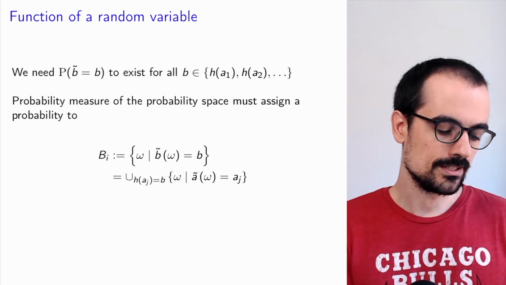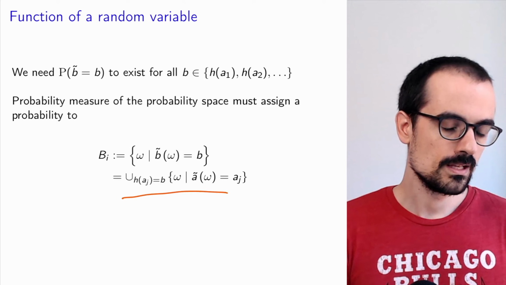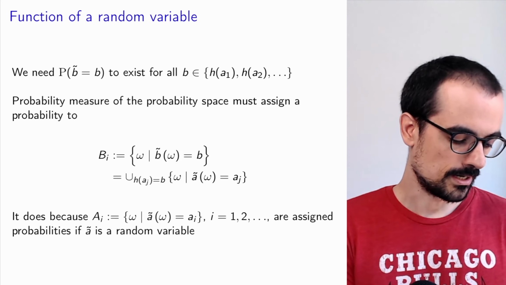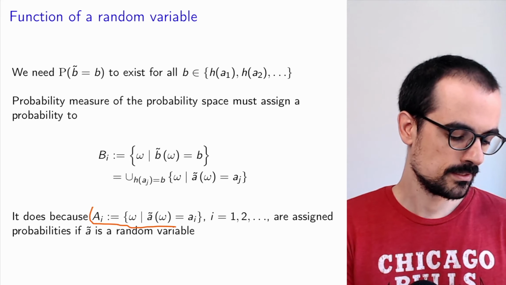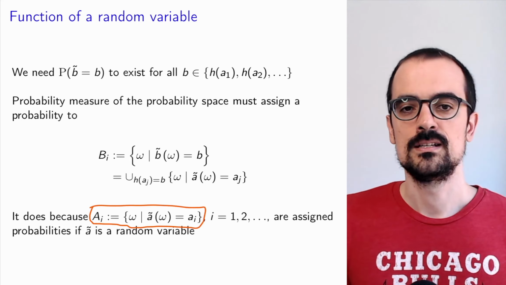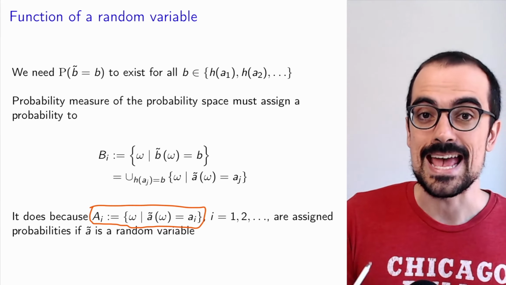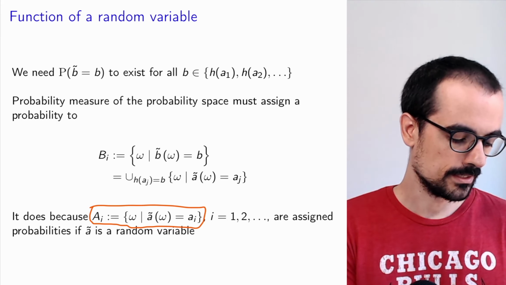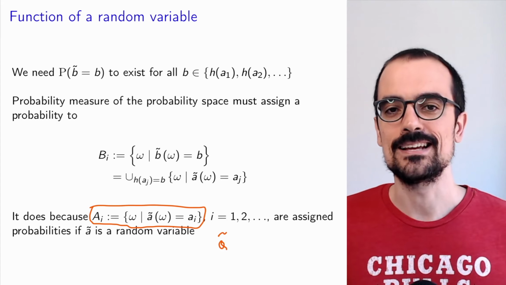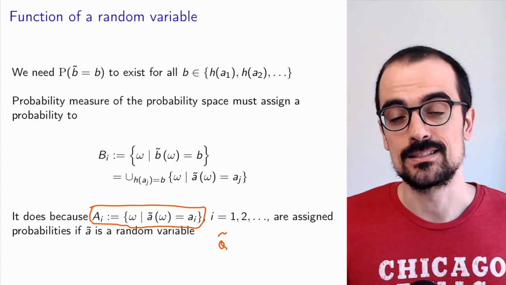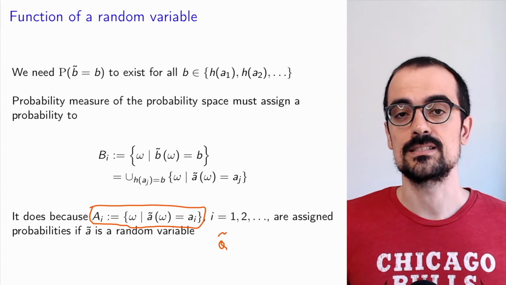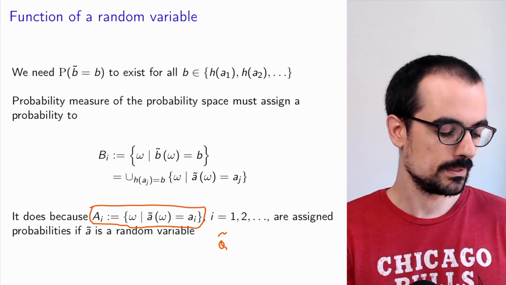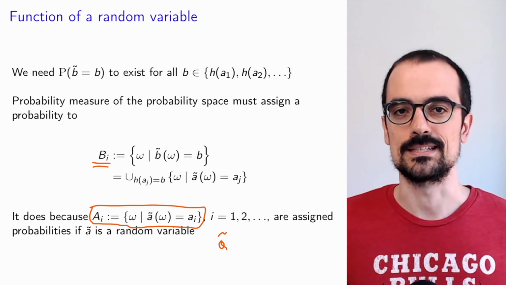And it turns out that you can write them as a union of these events, which are the A_i's. And we already saw that for the original random variable, and I'm using A for way too many things here, but for the squiggly line A to be a valid random variable, these events must be assigned a probability, which means that their union is also assigned a probability, which means that these guys are also assigned a probability.